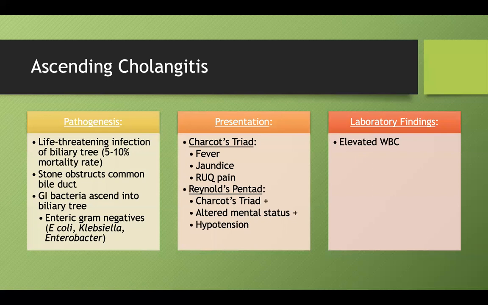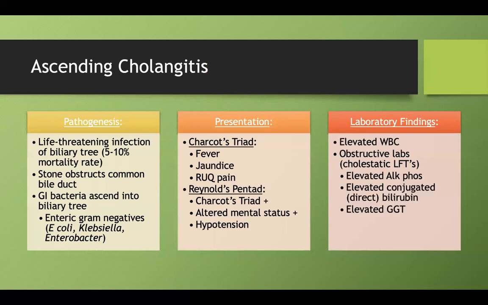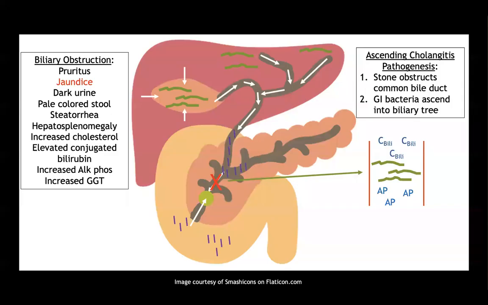On laboratory evaluation, you're going to get an elevated white count, which again shouldn't surprise you. You're going to get obstructive labs like elevated alk phos, elevated C-Bili, elevated GGT. And again, that shouldn't surprise you because in our biliary obstruction symptoms, we have those as part of this subset of symptoms.